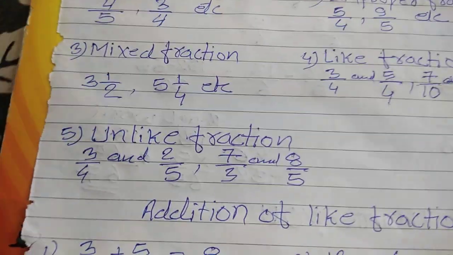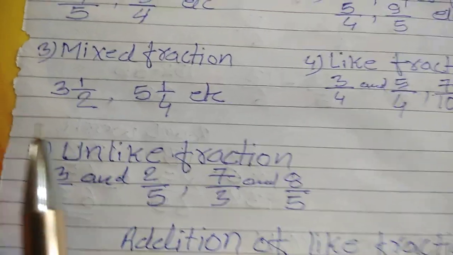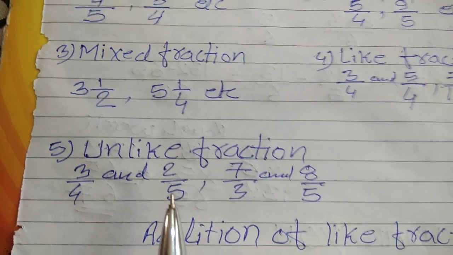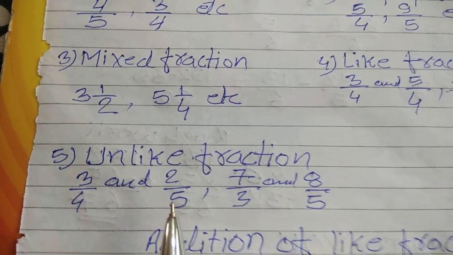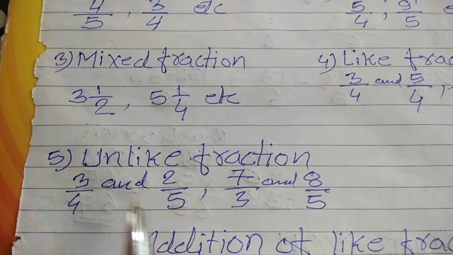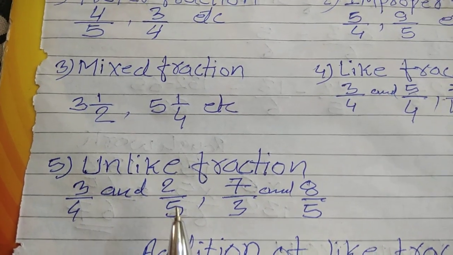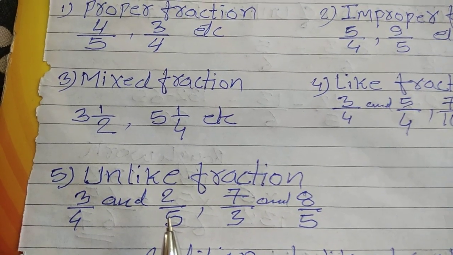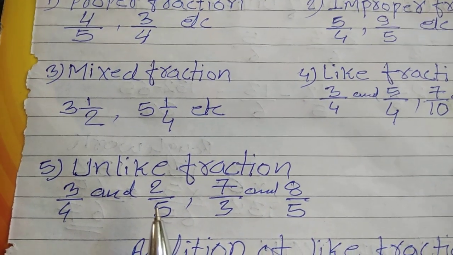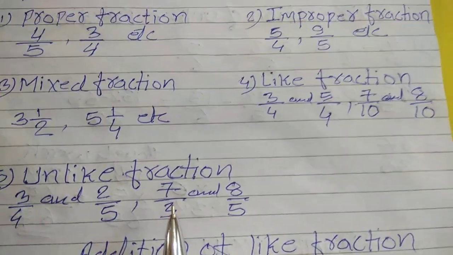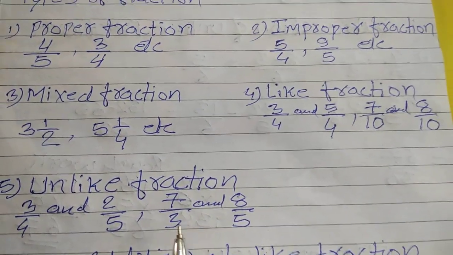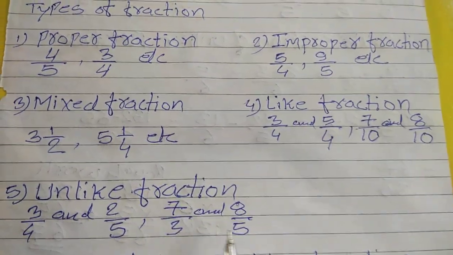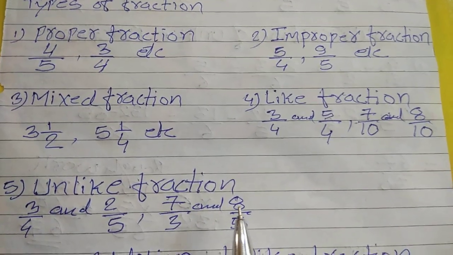Now the next one is the unlike fraction. What is an unlike fraction? Here I have written 3/4 and 2/5. Again we require 2 fractions for unlike fractions also. If you see here, the denominators are different. When the denominators are different, that is called an unlike fraction. Here is one more example, 7/3 and 8/5. Here the denominator is 3 and here the denominator is 5. Both are different. So this is an unlike fraction.